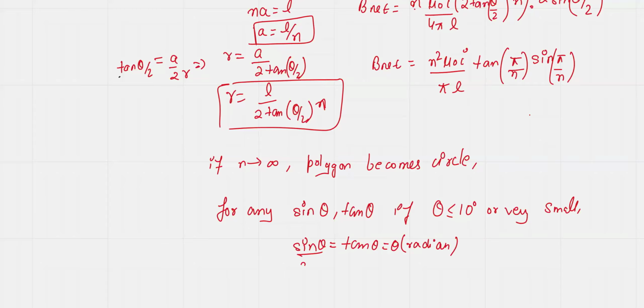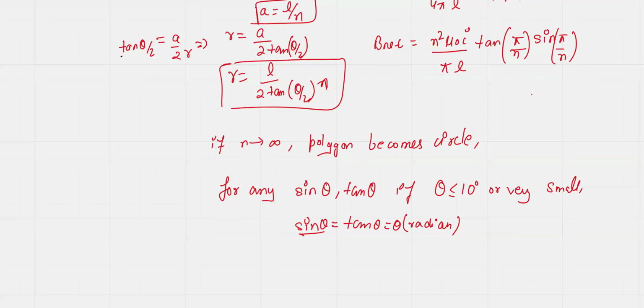Don't do it like sine 180 degree. Don't put 180 over, because you have to keep the value as a radian. That's why I'm writing this. So if you see carefully, pi by n is very small, approaching zero. So due to this, we can say that sine of pi by n is approximately tan of pi by n, which is approximately pi by n. And the angle we are using is already in radians, so you can directly give it this. It's clear now?